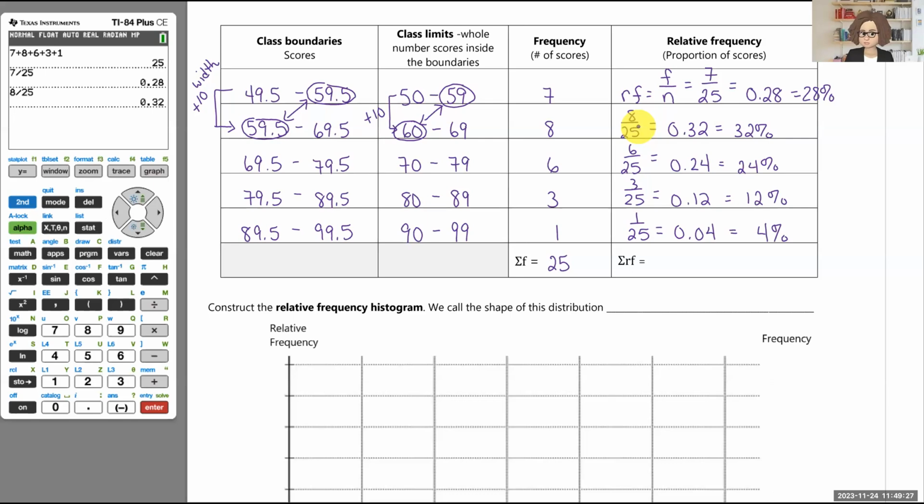So if we add those relative frequencies, we should get all 25 out of 25 students. So adding those fractions, we've got that common denominator. Adding the decimals, we'll get 1. And adding percents, 100%. So we know we've got all the data in the table. And then we'll change this into our visual display called a histogram.